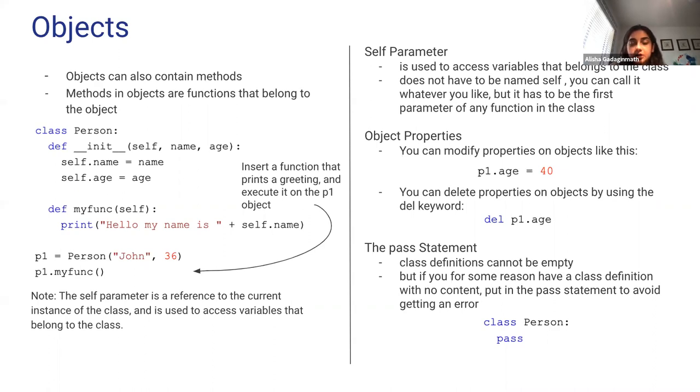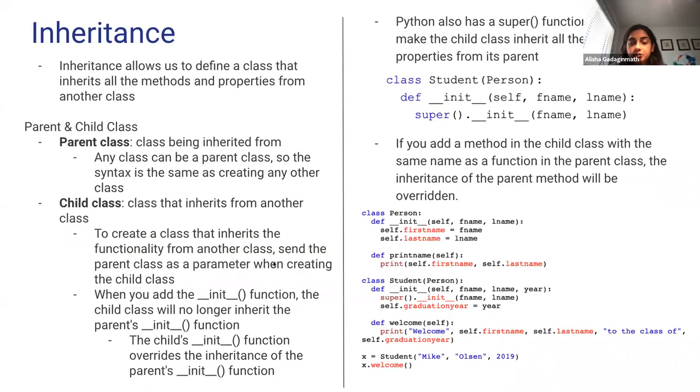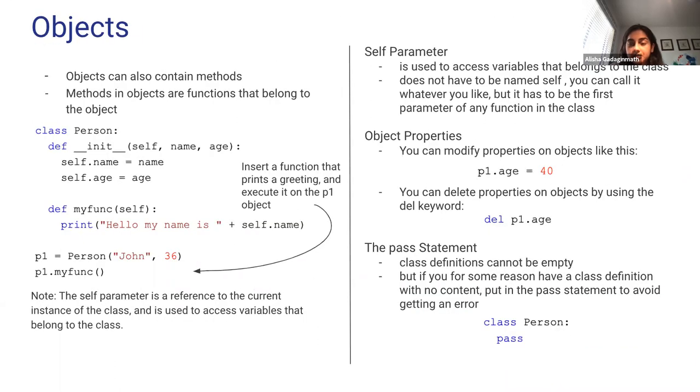And there's also a note that the self parameter is a reference to the current instance of a class, and it is used to access variables that belong to the class. So essentially, it doesn't have to be named self, but it is the first parameter, and it is used to access the variables that come after it. For example, name and age, that is used in class person. So self would access name and age.